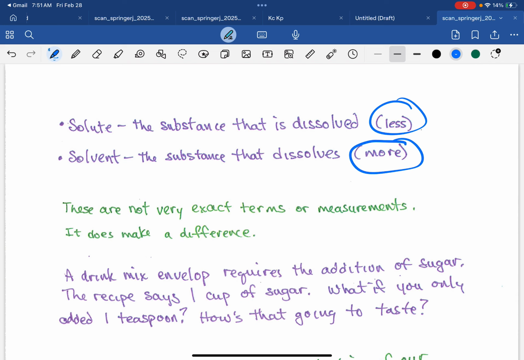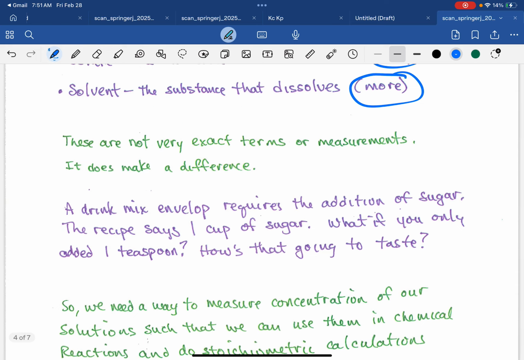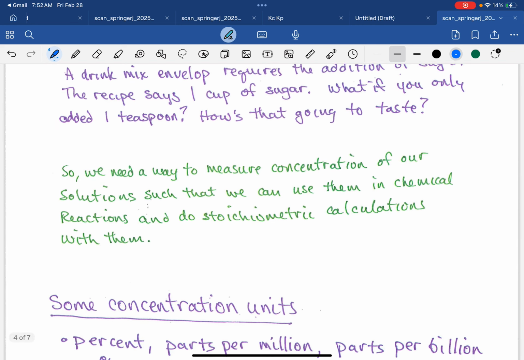So if you're making Kool-Aid or something like that, a drink mix, the envelope requires addition of sugar. I think it's usually a cup of sugar. What if you only add a teaspoon? How's that going to taste? Probably not very good. If you've ever had Kool-Aid made by someone who was saving on sugar or trying not to have sugar, you can get some pretty bad Kool-Aid out there, so be careful with that.